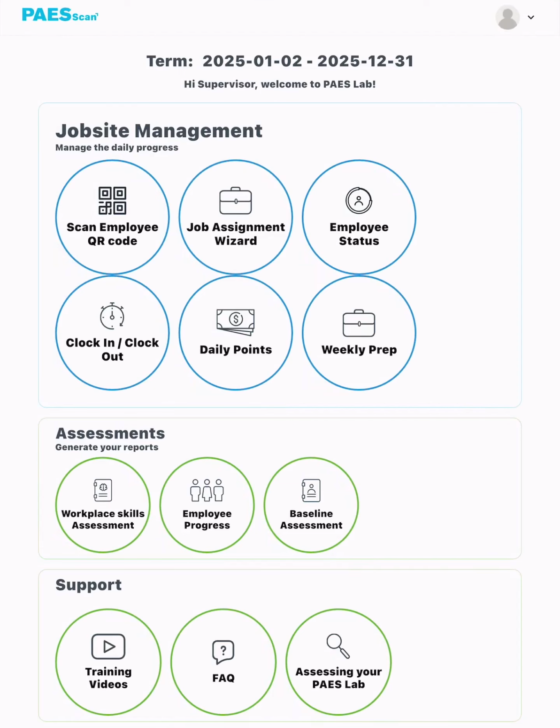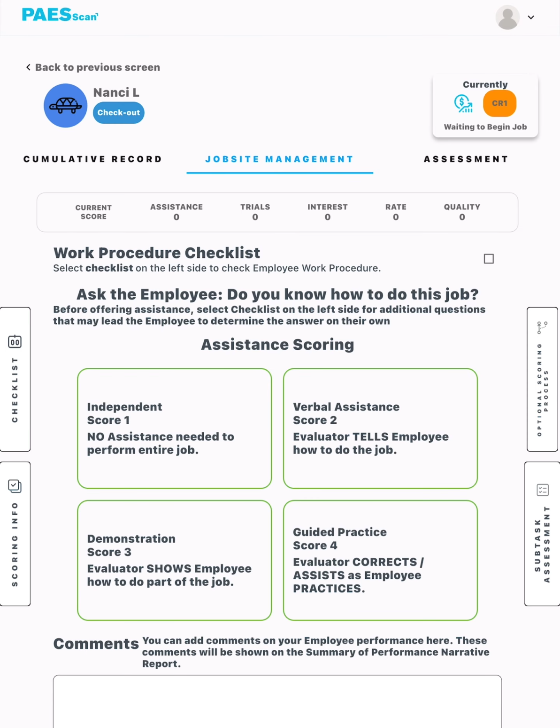This video is going to show you how to use the standard scoring process in the PAES Lab. The quickest way to get to the job site management screen, where all of the scoring happens, is to scan the employee QR code. So just press scan employee QR code, and it takes you to the job site management screen where all of the scoring takes place.